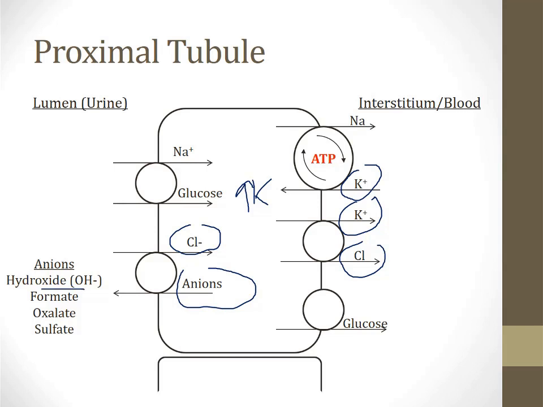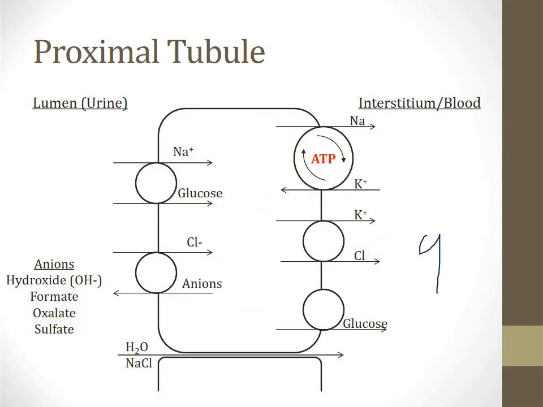So things like hydroxide, formate, oxalate, sulfate, these are all negatively charged molecules, and they are secreted by the proximal tubule cells linked to chloride, and the reason chloride can be reabsorbed is once again because that ATP pump is always working. And then once we get a high concentration of sodium over here from reabsorption, then we can use osmosis to reabsorb water via the paracellular route, and some of that water takes sodium chloride with it.